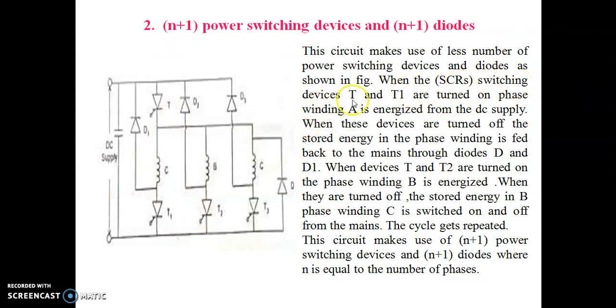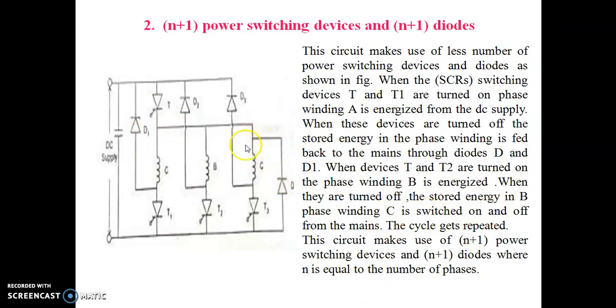When the switching devices T and T1 are turned on, the phase winding A will be energized from the DC supply. When these devices are turned off, the stored energy in the phase winding is fed back to the mains through the diodes D1 and D. When the devices T and T2 are turned on, the phase winding B is energized, and when they are turned off, the stored energy in B is fed back to the supply through the diodes D1 and D.